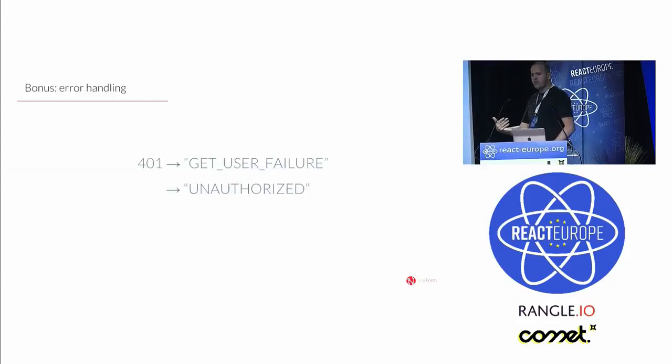You can also do fancier error handling, because you've just got the one epic defined, and it can listen to the codes coming back. So if you get a 401 response, it can inject your get user failure, and it can inject an unauthorized. So you can handle both of those. And it just gives you a richer form of handling your feedback and errors, and you only have the one point to debug.